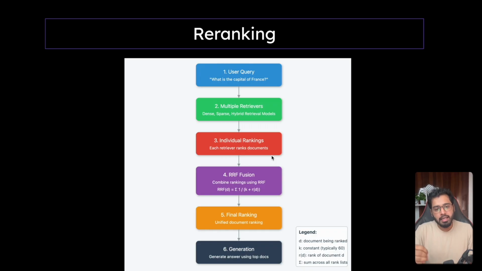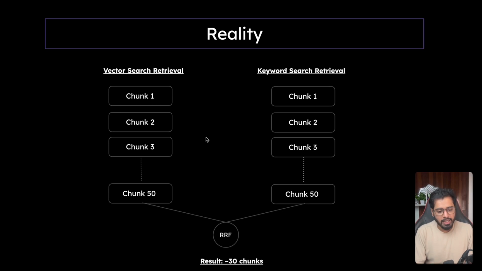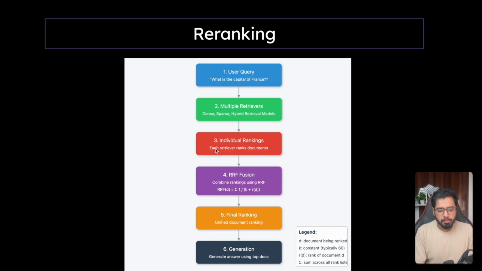The retrievers take care of it themselves. In individual rankings, each retriever ranks documents, so we don't have to worry about it. What this means is very simple. The vector search retriever retrieved 50 different chunks in a particular order. This retriever thinks that chunk 1 is the most relevant chunk, and chunk 2 is the second most relevant chunk. The same thing applies to keyword retrieval as well. Each retriever ranks its own chunks.